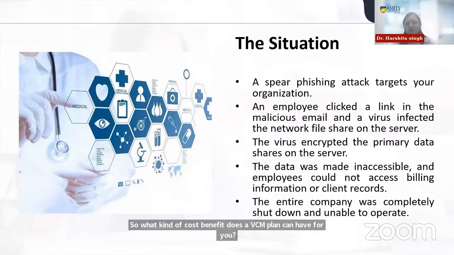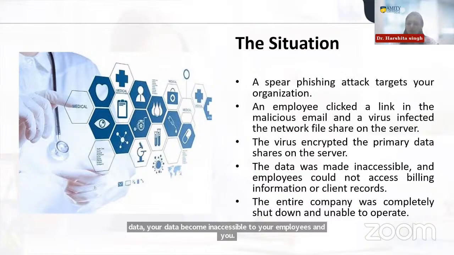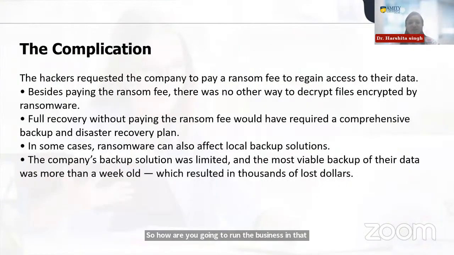Consider that a spear phishing attack hits your organization, which is very common these days. It can happen with anyone. And we are so reliant on IT that if a phishing attack happens, an employee clicks on a malicious email and the virus corrupts the network files and encrypts the entire data, your data becomes inaccessible to your employees and you. So how are you going to run the business in that particular case? In this case, several complications can arise. Hackers can request a ransom fee from you.